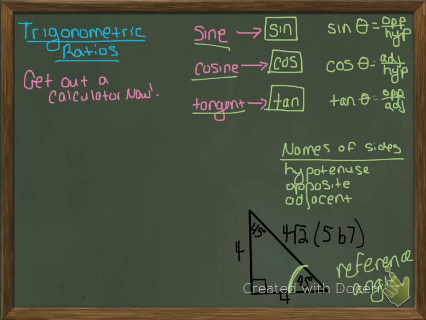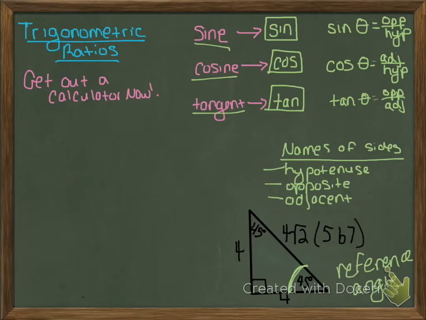But your calculator has to know which sides you're talking about. Are you talking about the one standing straight up? Are you talking about the one laying down? Or are you talking about the hypotenuse? Your calculator can't read your mind, so we have names for all three of the sides of a triangle. We call these three sides the hypotenuse, the opposite side, and the adjacent side. And you have to be able to name these sides based on that reference angle that you're going to tell the calculator.